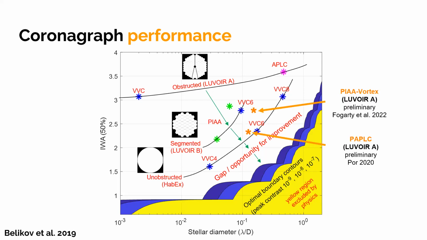So in the years afterwards, papers came out for the PAPLC and for the PA Vortex that I will be talking about today. These are coronagraph designs for LUVOIR-A, so the top line, but they are much closer to the fundamental limit, with the PAPLC basically having the same performance as the best current designs for HabEx, a much simpler aperture and much easier to design for. So we can break that trend that we used to have. We are now starting to break that in coronagraph design.